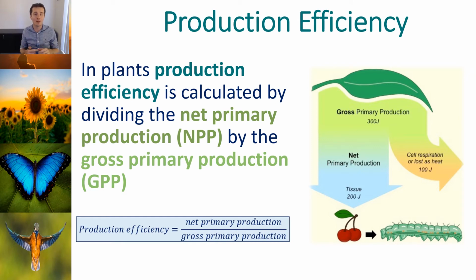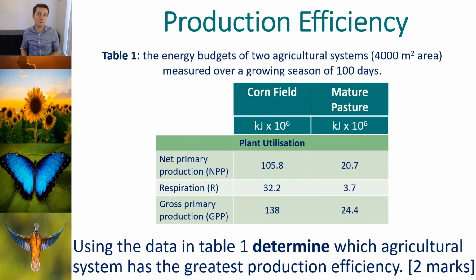So in plants, production efficiency is calculated by dividing the net primary production by the gross primary production, because we're not losing that energy as feces as such, okay? So here, production efficiency, and this should be pretty simple for you, is net divided by gross. So here 200 divided by 300, which gives you 2/3, so you're looking at around 66, round up to 67% as a production efficiency there.